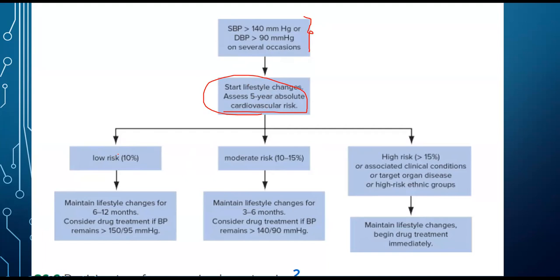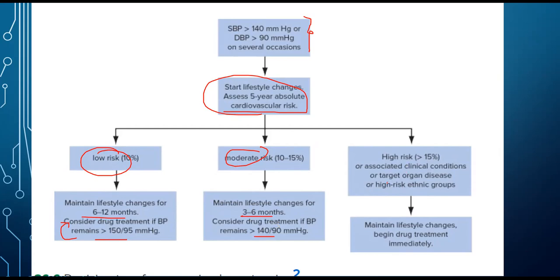Once you do the 5-yearly risk assessment, if it's low risk, then you can just continue with the lifestyle changes for 6 to 12 months. Even after a year of lifestyle modification, if blood pressure is still high, especially more than 150 by 95, then you can consider a treatment. For moderate risk, again, you can try lifestyle change for 3 to 6 months, but if after 6 months of lifestyle the patient's blood pressure is still high, you can start treatment.